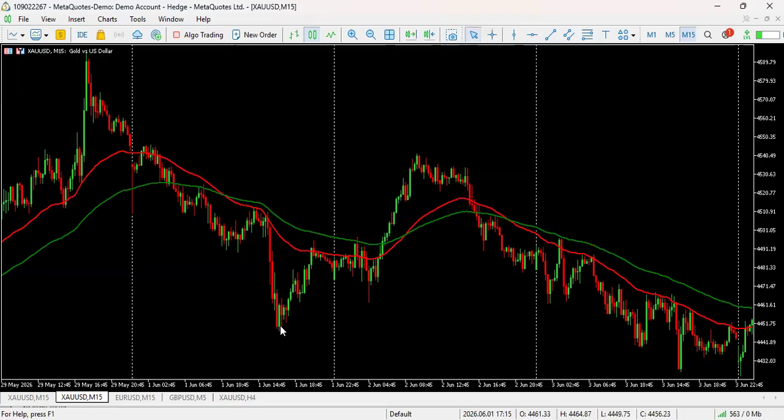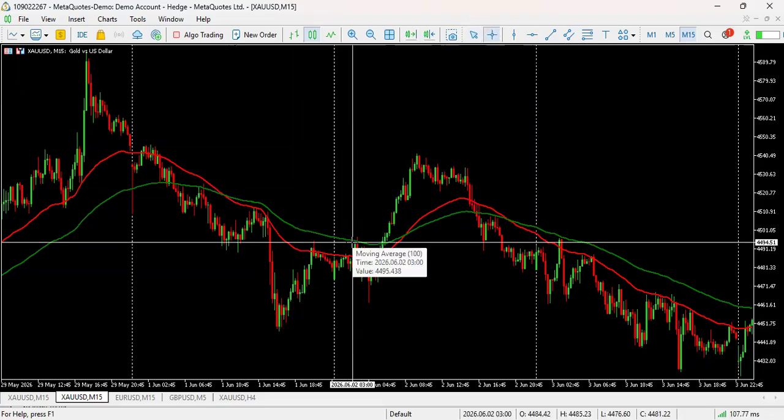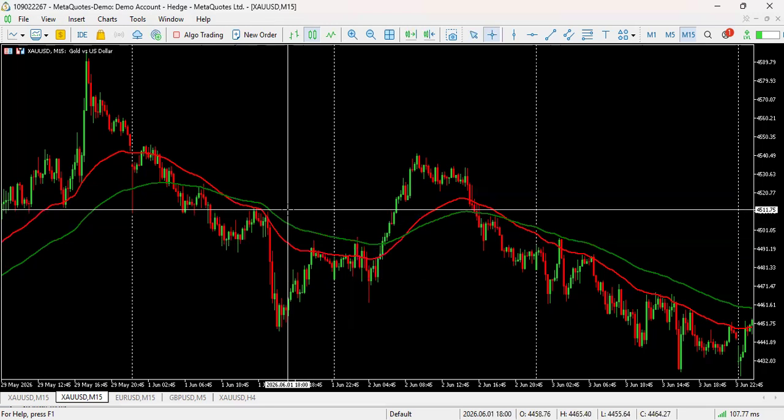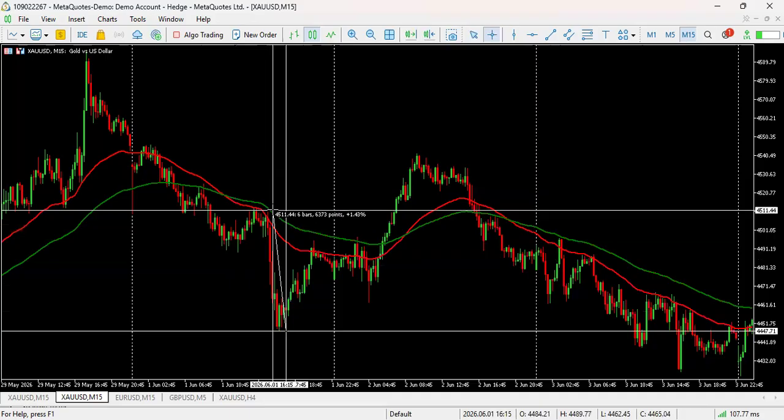0.01 lots is a dime per trade, and at 600 pips that's $60. So your account goes from 100 to 160. And then we have a pullback to the 100 moving average. You take this high and this low, and that will give you your pips. So let's call it 600 pips.